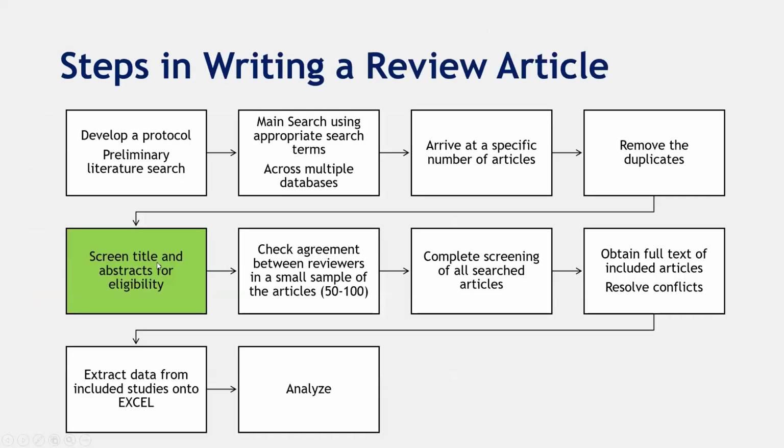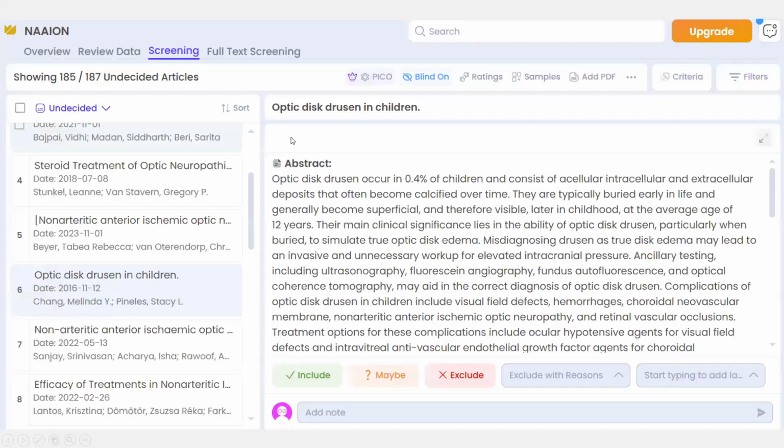The next step is the screening of titles and abstracts. Now we have arrived at a particular number of articles, but we need to see whether it fits into our inclusion and exclusion criteria. We would have had some strict inclusion criteria. Despite all these searches, we see one of the articles is optic disc drusen in children. This has come after all the screening process that we have done. We don't need articles like this, so we need to exclude it.